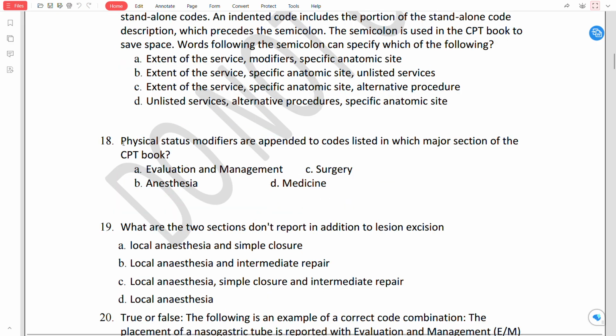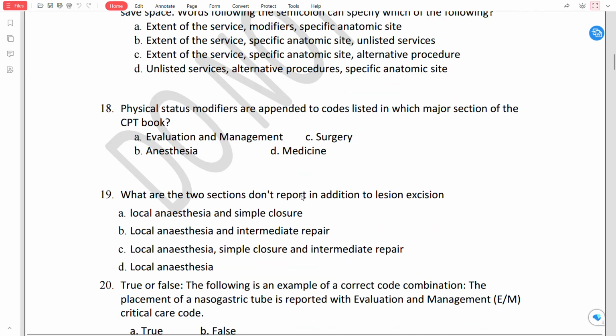18th one. Physical status modifiers are appended to codes listed in which major section of the CPT book: evaluation and management, anesthesia, surgery, or medicine?